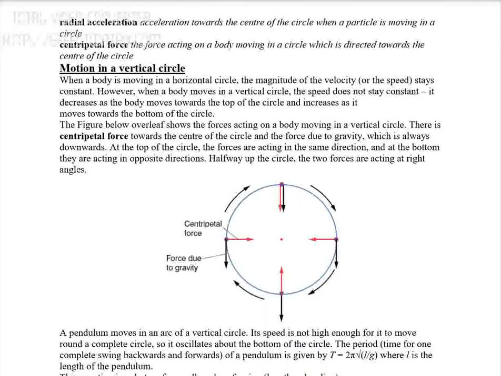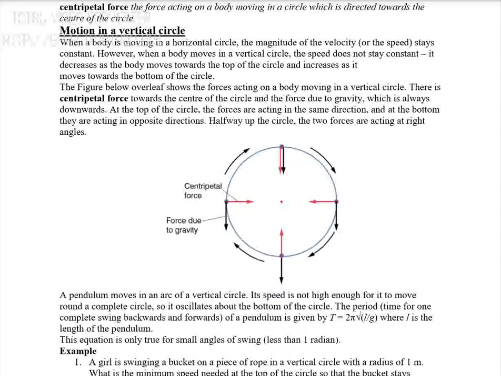The other thing is motion in a vertical circle. In a vertical circle, we have three values. The first one is gravity, and this one is centripetal force. This one is the force of gravity. At the top, the force of gravity and the centripetal force are both downward, and at the bottom they are in opposite directions: the centripetal force is up and the gravitational force is down. At the edge, there is an angle of 90 degrees.